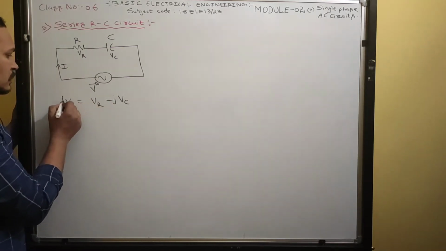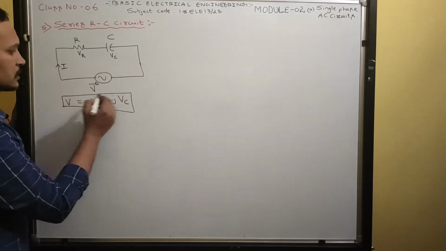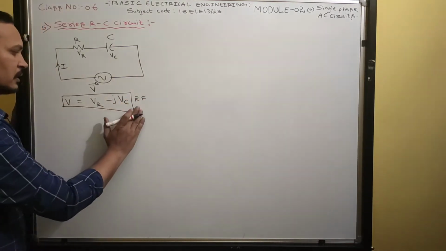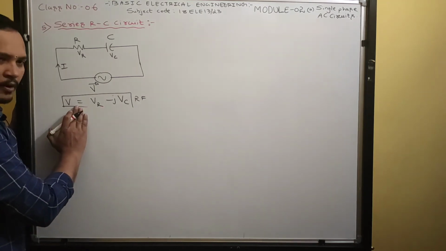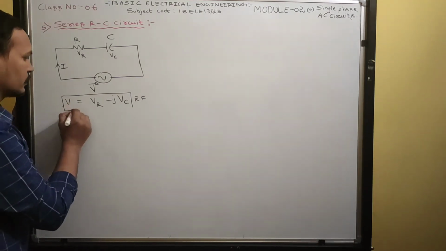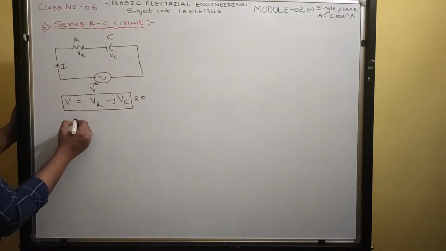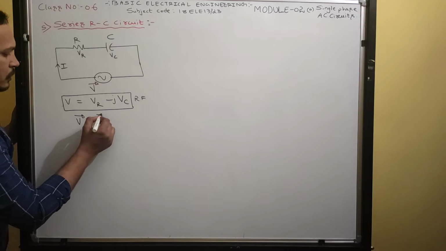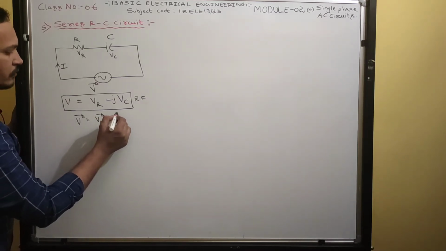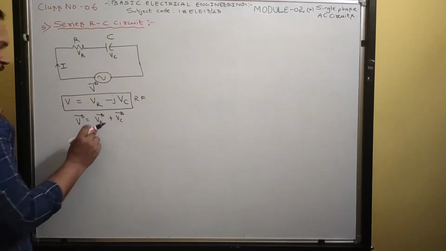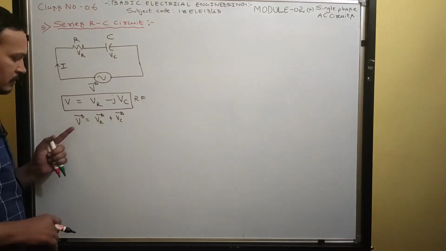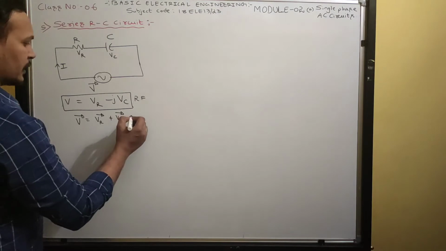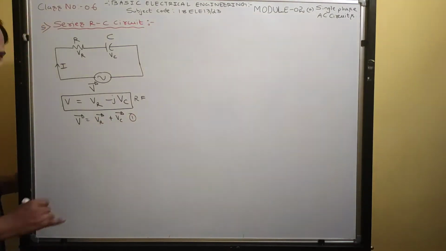This is in rectangular form. RF is nothing but rectangular form. Another way: in vector addition we can write V is equal to VR plus VC. The vector addition of VR and VC will give the overall voltage connected across the circuit. Let us take this as equation number 1.